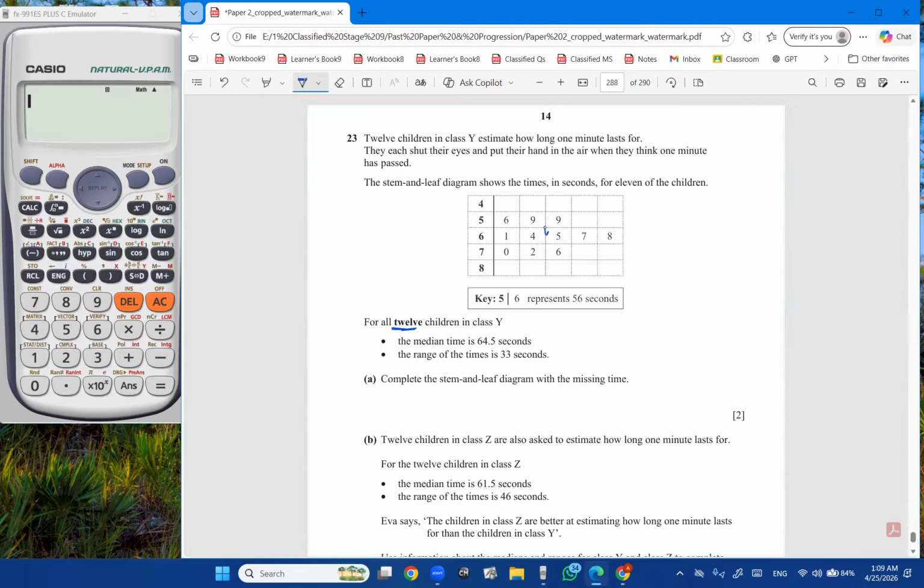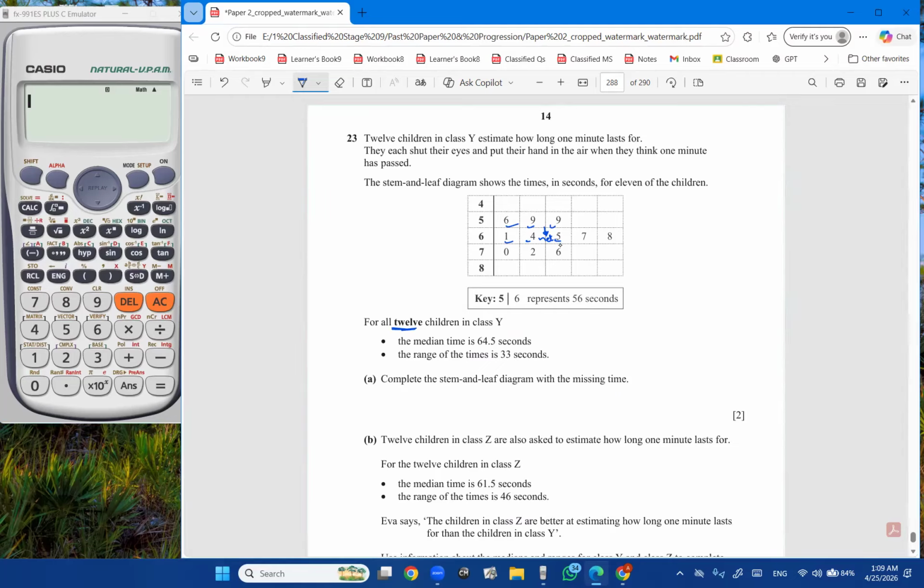64.5, which is a number that is here. This is the median. So the median is here, right? The range of the times is 33 seconds. Complete the stem and leaf diagram with the missing time. So there is a time that is missing. And they told you that the median is here. We know that the numbers before the median must be the same as the numbers after the median. So here I have 1, 2, 3, 4, 5.